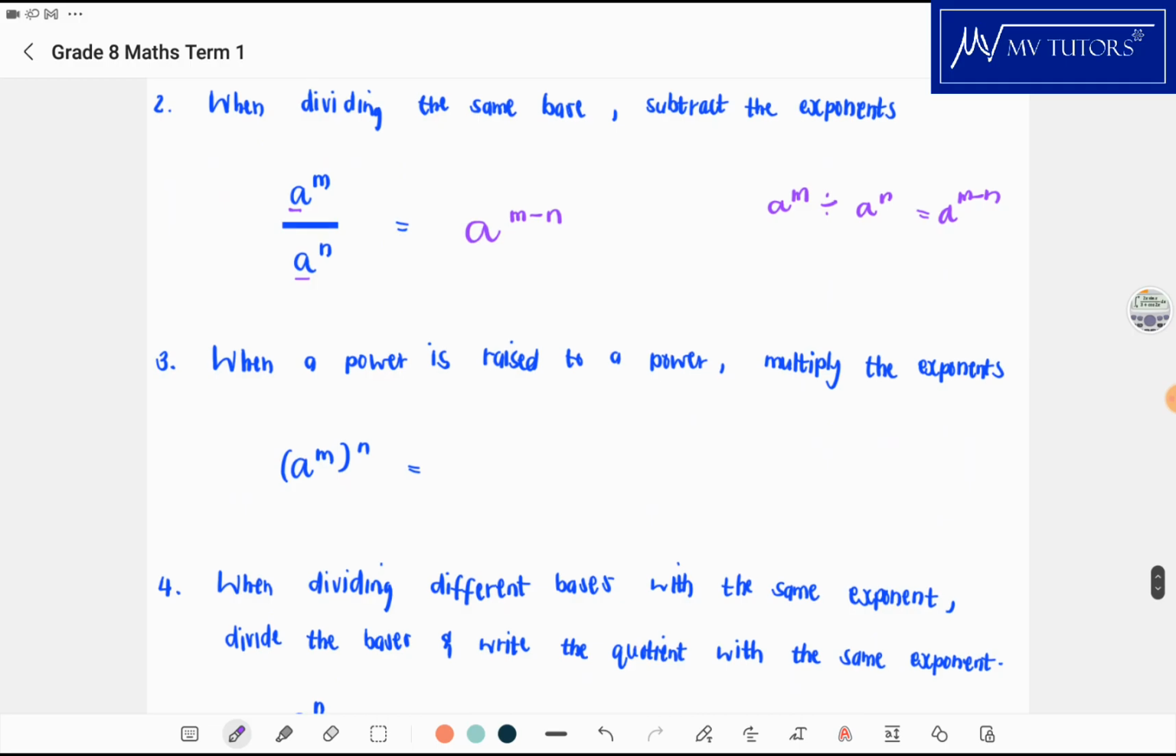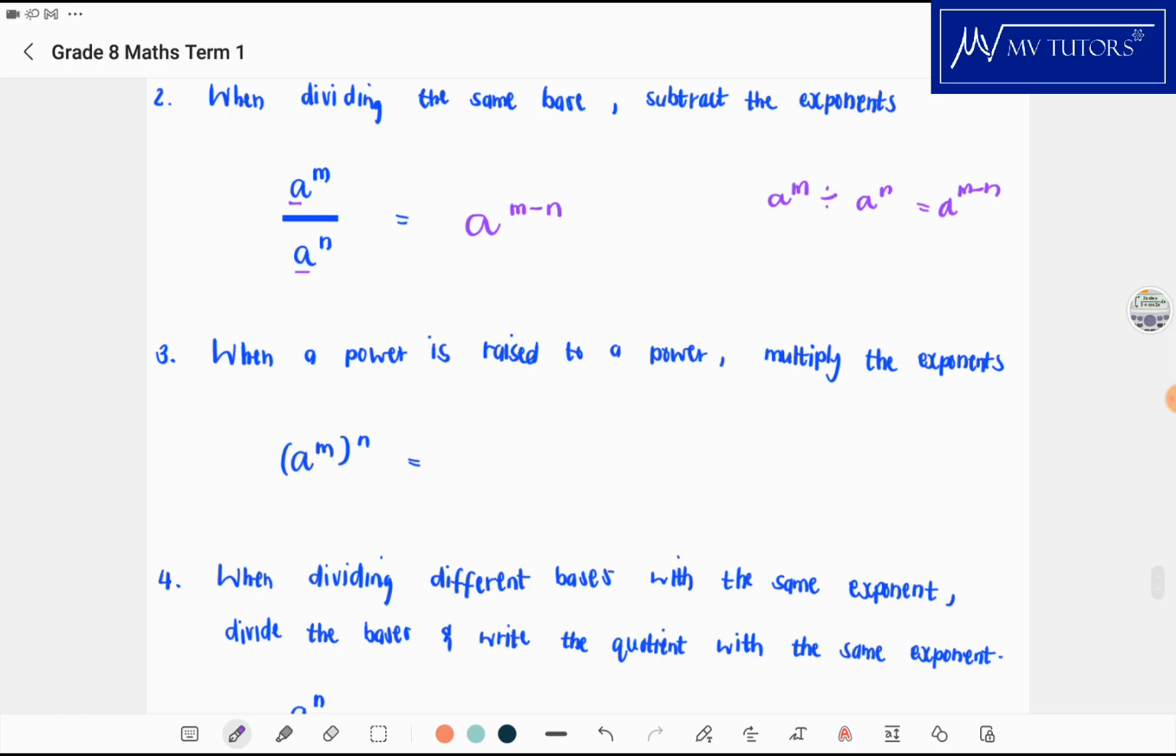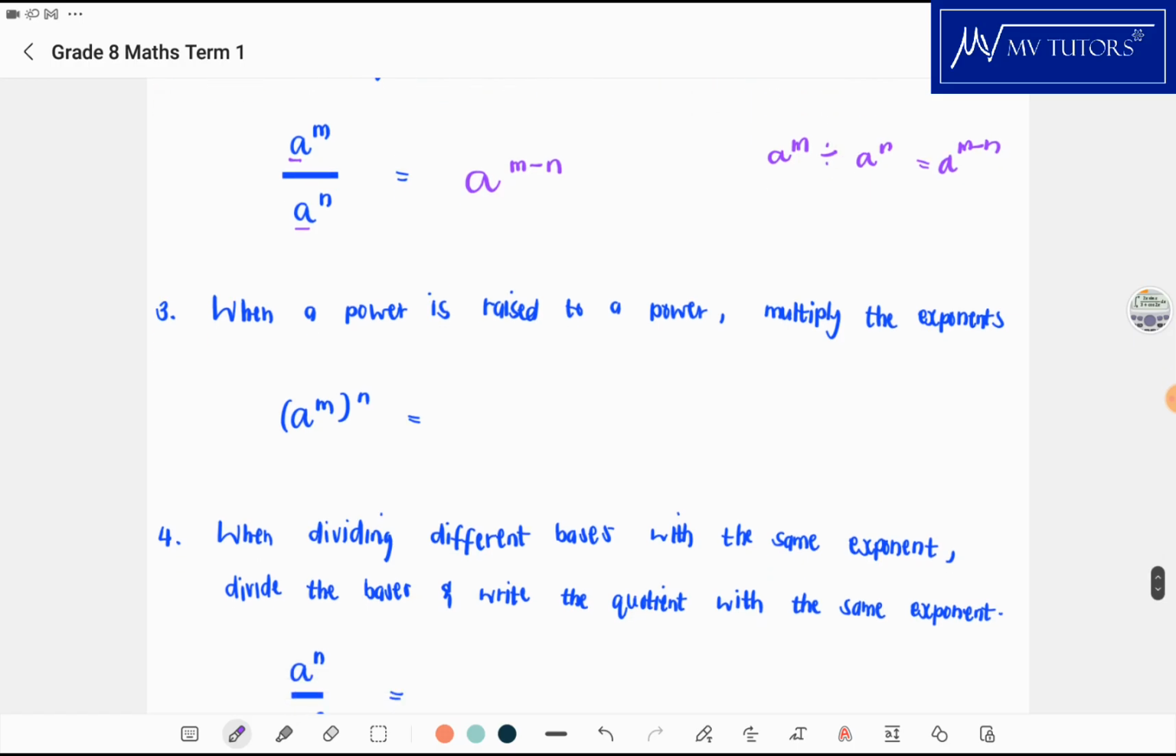When a power is raised to a power, you multiply the exponents. Okay, so we can see a to the power m to the power n. You have your base there as a, and if you have a power raised to a power, we're going to multiply the exponents. Basically, you're going to get a to the power mn. Please do not forget this.